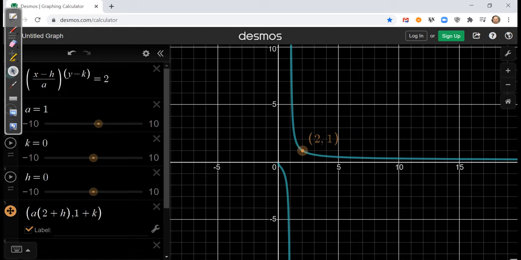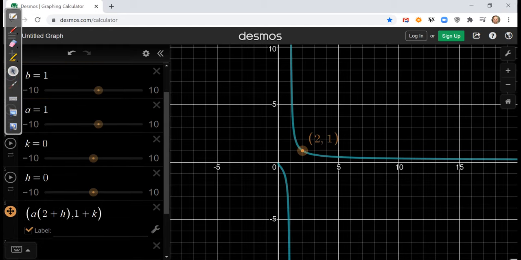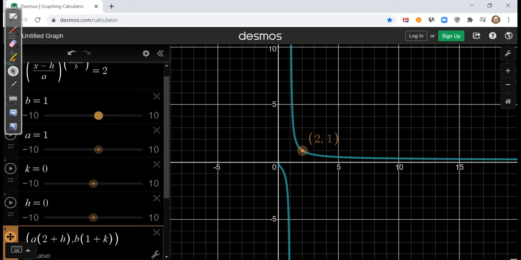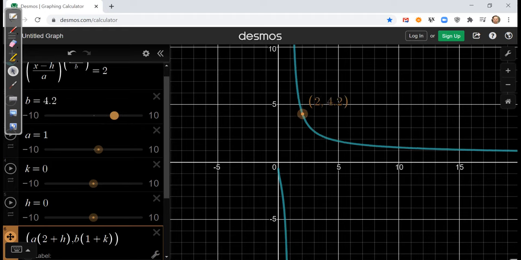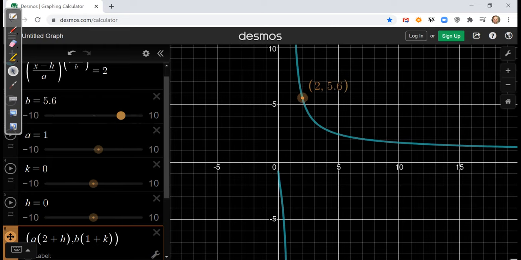I can do the same thing for the y-coordinate. If I divide the y-coordinate by some value b, which we'll add into this game here, that has the effect that you're multiplying the coordinates by b. So as b gets bigger, you're vertically stretching the graph. It's getting taller and taller. If b gets smaller, it's getting compressed vertically.